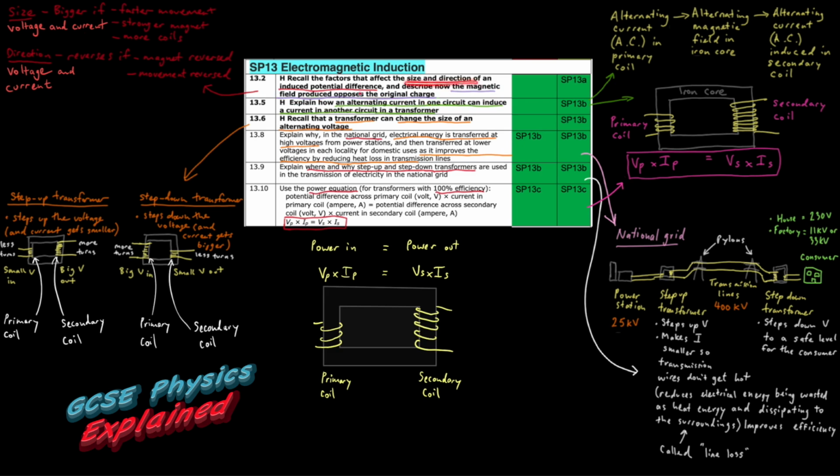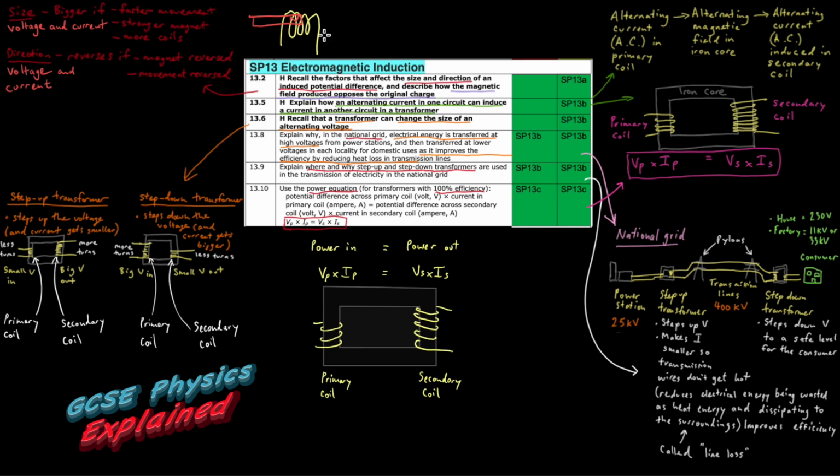Right, so the size and direction. The size of the voltage and the current will get bigger if you have faster movement of the magnet into a coil of wire, or if you use a stronger magnet into a coil of wire, or you have more coils on the coil of wire. So imagine that this is your coil of wire. To make electricity, you just basically shove a magnet in to the coil of wire.